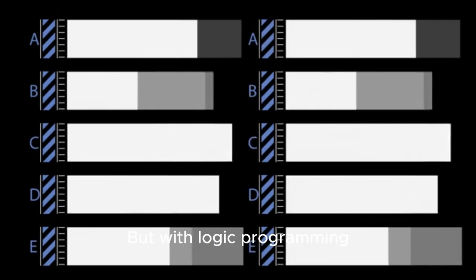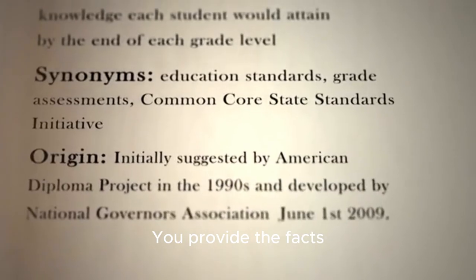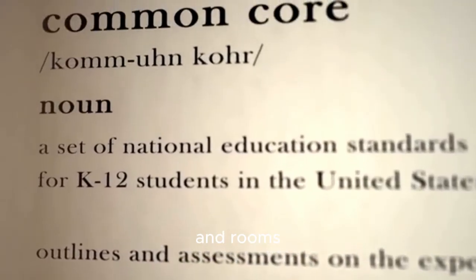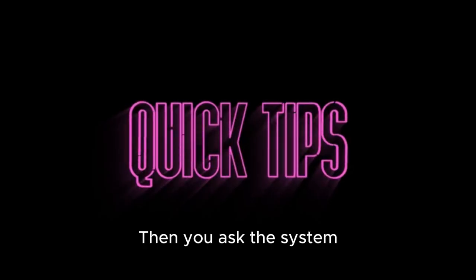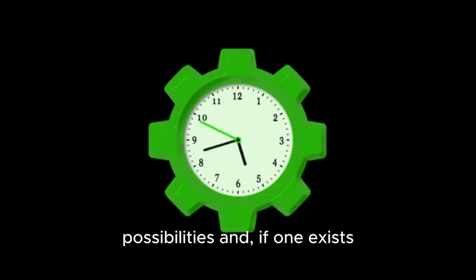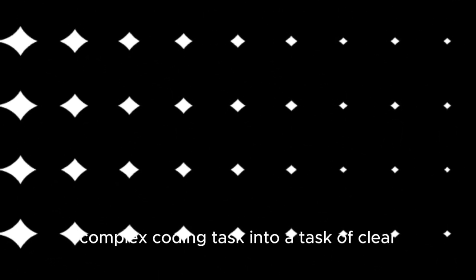But with logic programming, you just state all the constraints as rules. You provide the facts, the list of students, professors, courses, and rooms. Then you ask the system to find a valid timetable that satisfies all the rules. The built-in search engine will crunch through the possibilities and, if one exists, present you with a valid schedule. It transforms a horrifically complex coding task into a task of clear, logical description.